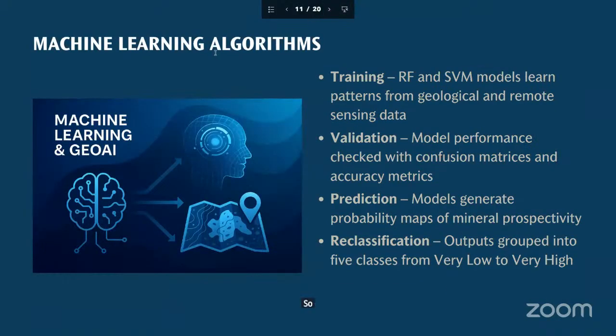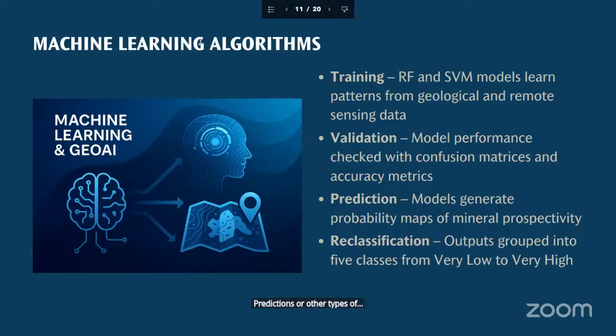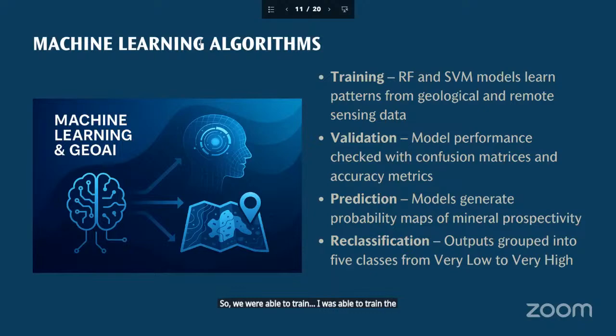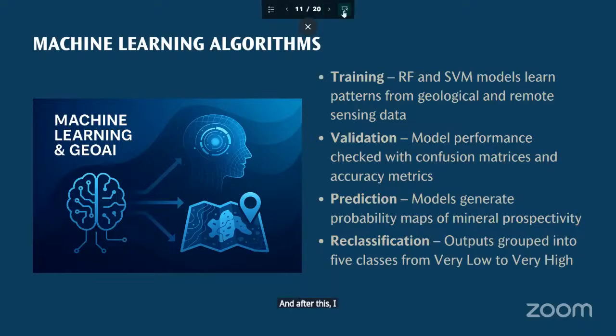So let me take a moment to explain what machine learning algorithms are. As I explained, machine learning is basically training your machine to do predictions or other types of tasks for you. You give your machine certain data sets, it trains on these data sets, and then from these data sets, it is able to make certain decisions. So I was able to train the random forest and support vector machine models, after which I measured for model performance, and then I used them to predict. And after this, I did the reclassification.